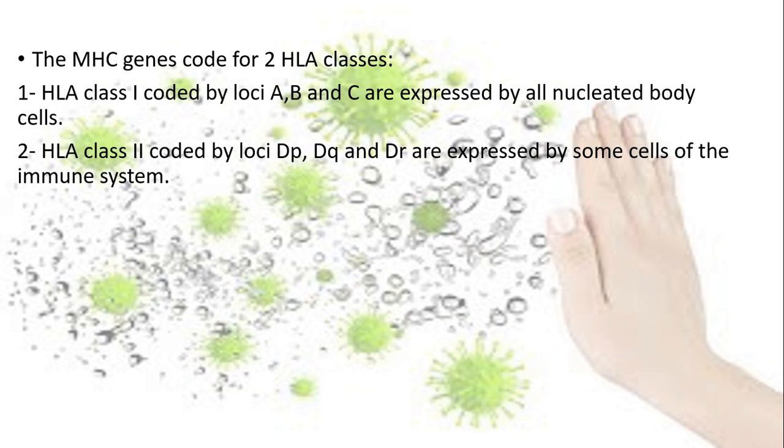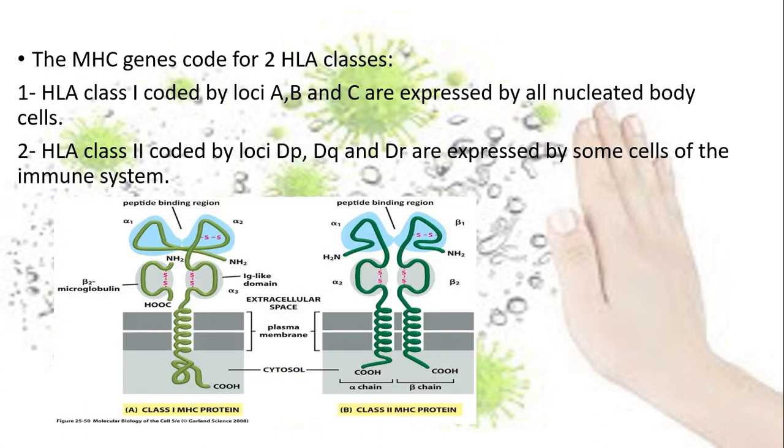Usually HLA class 1 antigens are expressed by all nucleated cells of the body. On the other hand, the HLA class 2 antigens are coded by the other 3 MHC genes known as DP, DQ, and DR, and these HLA class 2 molecules are expressed by some cells of the immune system. That is to mean that the cells of the immune system that express the HLA class 2 markers are also going to express the HLA class 1 markers.